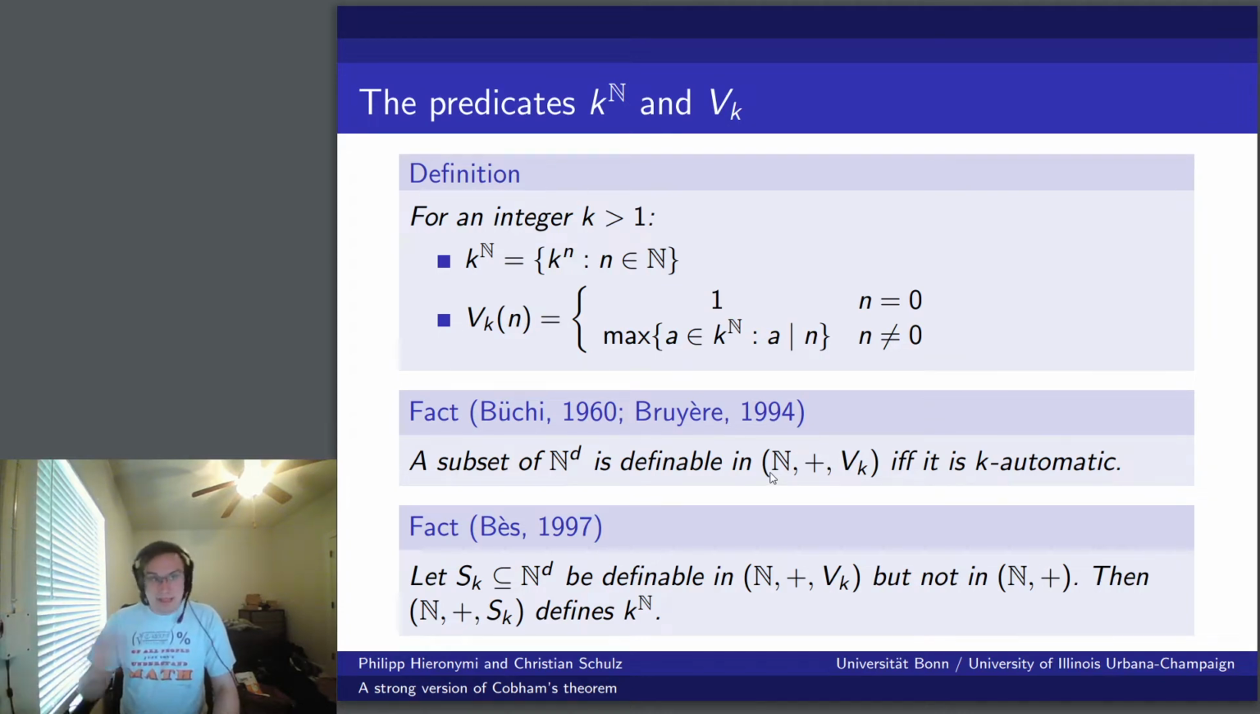And then, on the other hand, we have the dual result to this, which was shown by Bès in 1997, that if we have any k-automatic set that is not semi-linear, then the theory of addition with this set as a predicate will always be able to define k to the N. So k to the N has a sort of minimality. Anything else k-automatic will be able to define it.